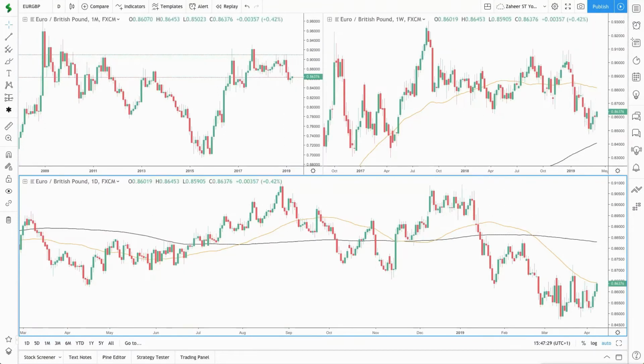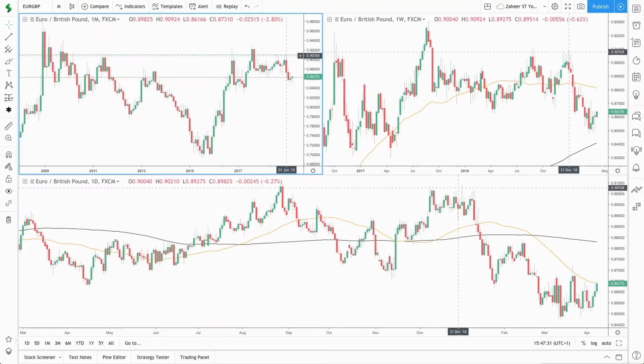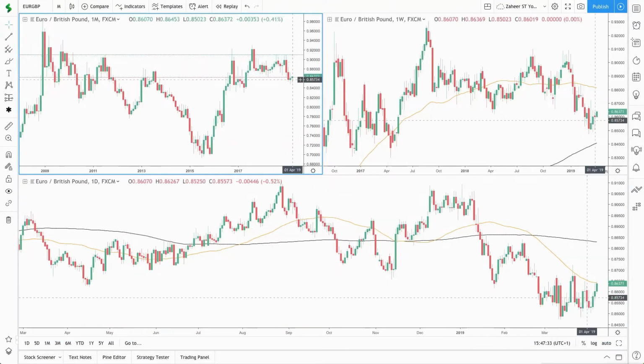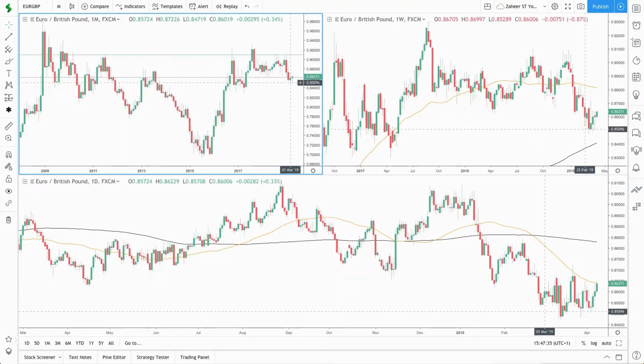The next chart we look at is the euro pound. If we take a price from this point here, which is the high of 2018, we can see we've had weakness to the downside. Currently, the weakness to the downside has slowed down, but not with great momentum. We can see that these bullish candles are small.